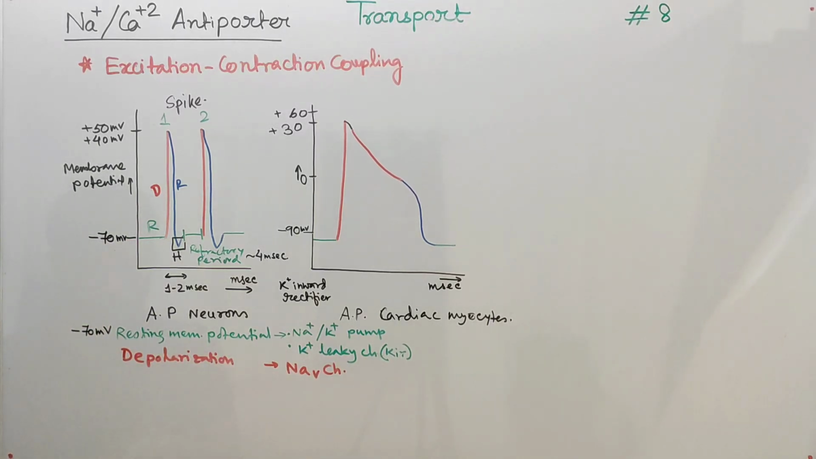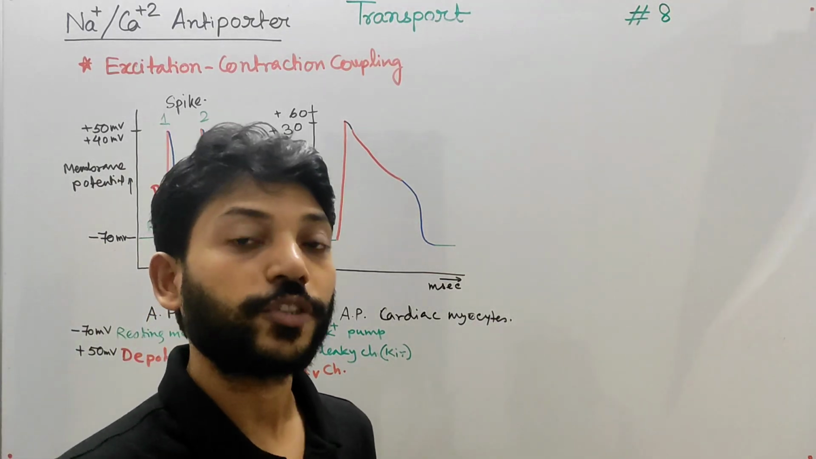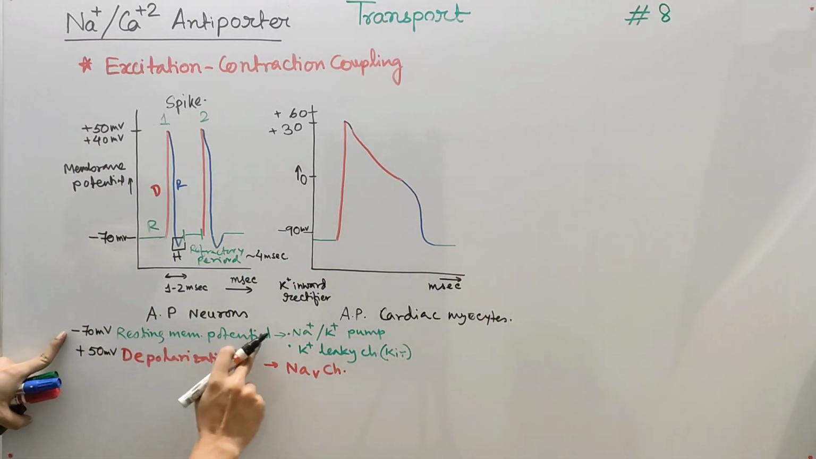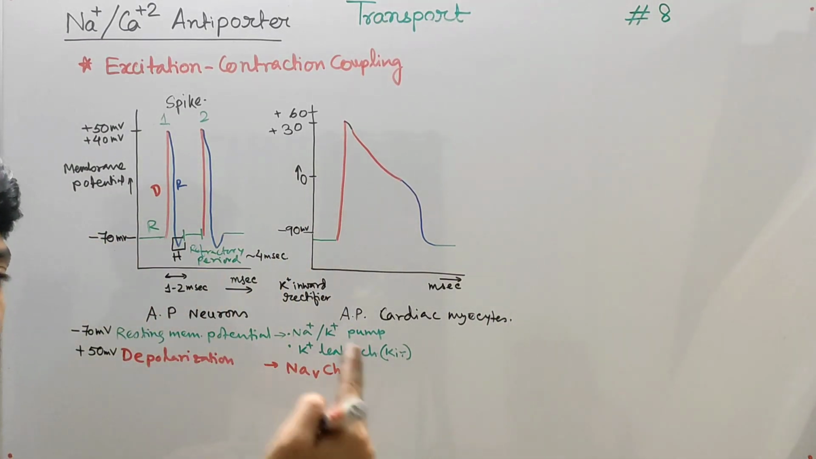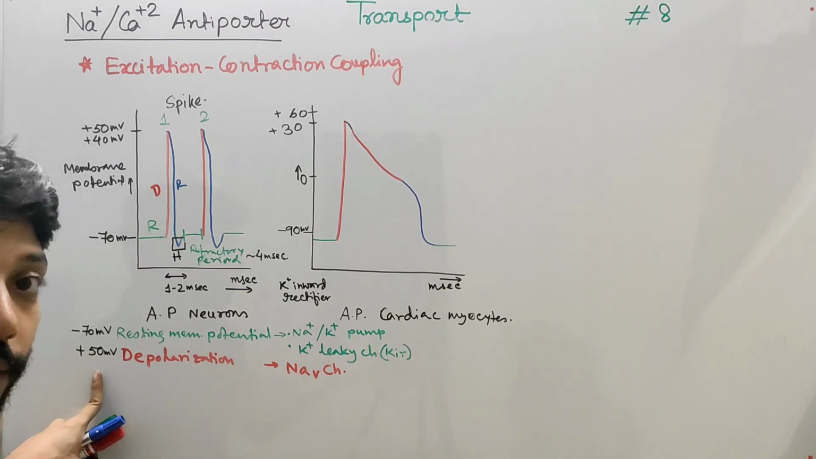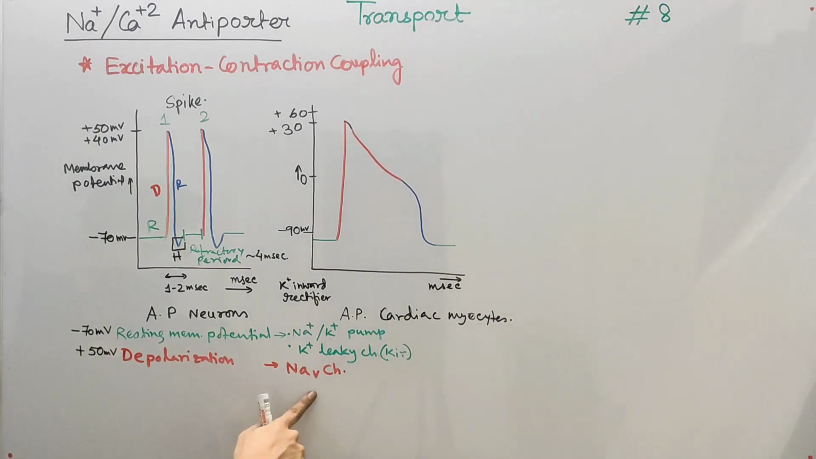Why is it called depolarization? Because here the membrane potential becomes positive. That means the inside of the cell becomes positively charged and the outside becomes negatively charged. The reverse occurs. In the resting membrane potential, the outside is positive and the inside is negative. In depolarization, the outside becomes negative and the inside becomes positive. This is called depolarization. Voltage gated sodium channels are important.